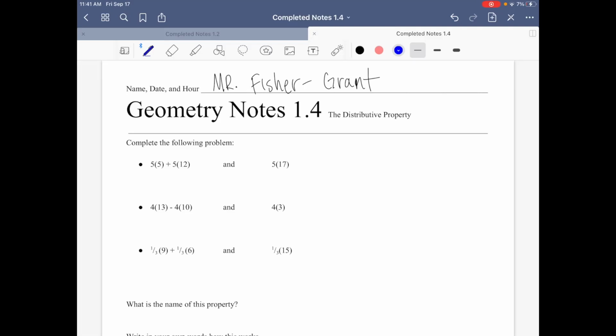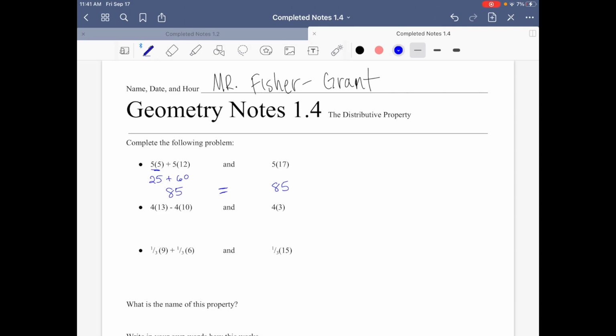All right, so let's take a look at the following problems. Let's simplify these expressions. So I've got 5 times 5 is 25, plus 5 times 12 is 60. 60 plus 25 is 85. And alternatively, we could go 5 times 17, which is 85. So what I notice here is 85 equals 85.